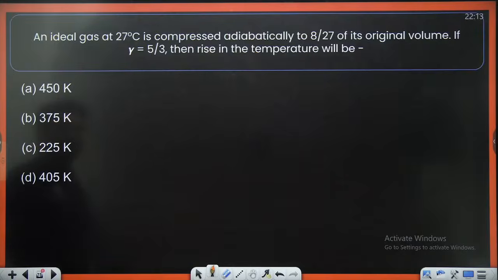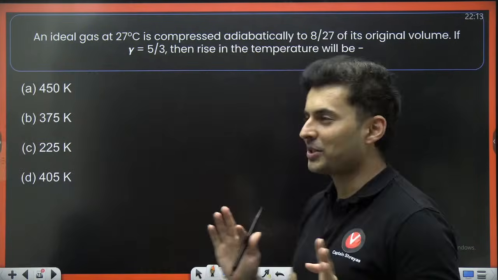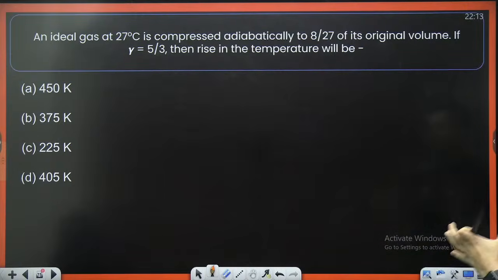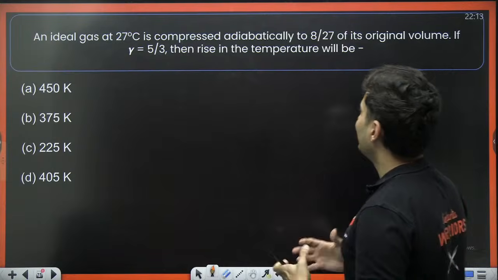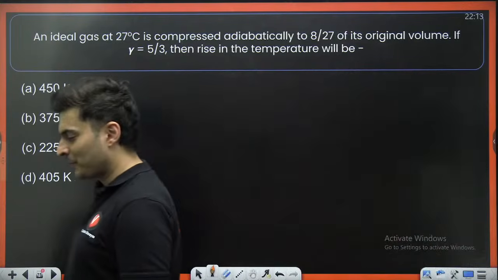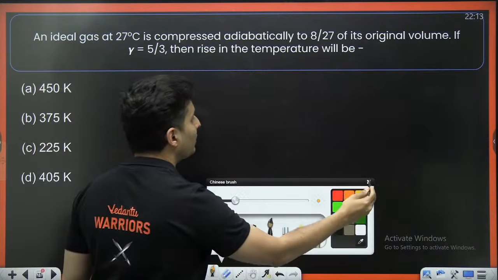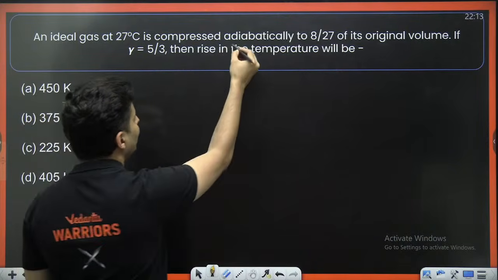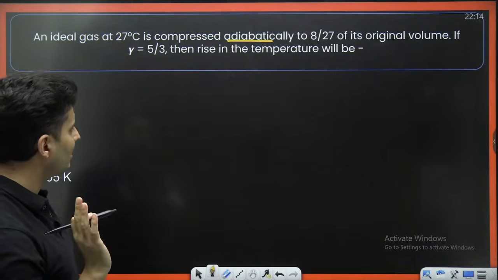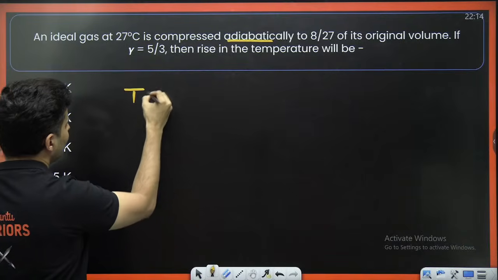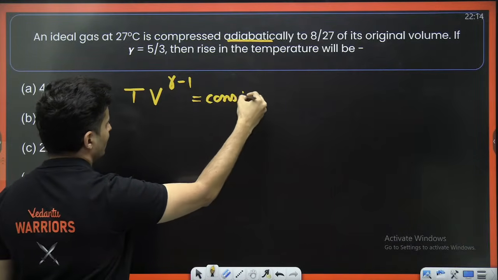Let's see if we can solve some questions based on the processes. An ideal gas is compressed to 8 by 27th of the original volume. Gamma is 5 by 3. Then how much is the increase in the temperature? Let's see which formula we might use. It is adiabatic, compression is mentioned, volume and temperature are mentioned, so temperature and volume are related by the formula TV raised to gamma minus 1 is a constant.